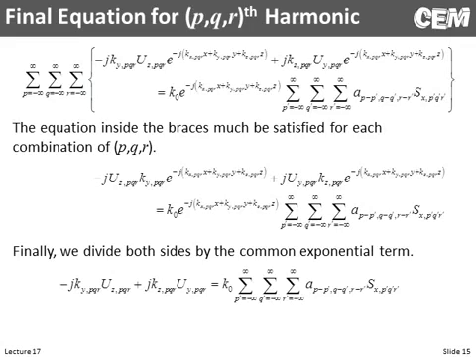Now what we have to realize is that this expression on the inside has to be satisfied for every combination of PQR. So in fact, let's just write this equation all by itself. And we end up here. Now we see we have a common exponential term sitting here, here, and also on the right-hand side of the equation. So we can divide by that and cancel it. And here's where we end up. And in fact, we could call this Maxwell's equations in Fourier space.